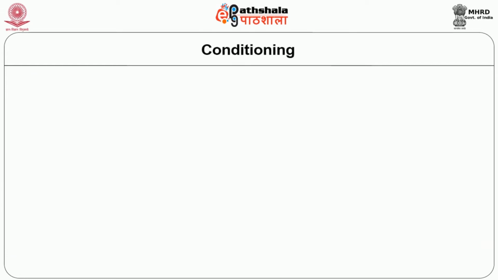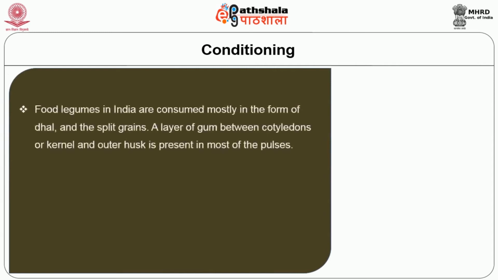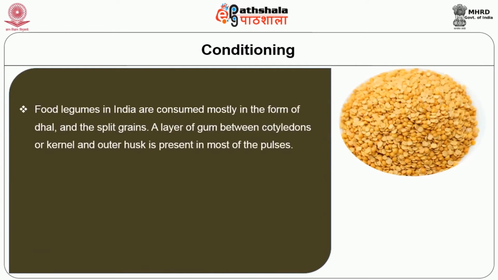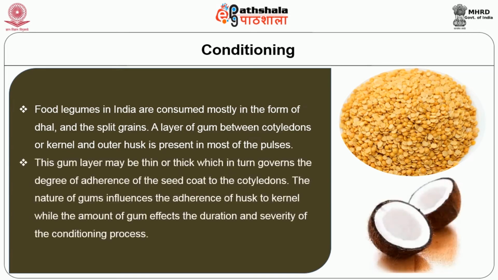The next is conditioning. Food legumes in India are consumed mostly in the form of dal, the dehusked and split grains. A layer of gum between the cotyledon or kernel and the outer husk is present in most of the pulses. This gum layer may be thin or thick, which in turn governs the degree of adherence of the seed coat to the cotyledons.